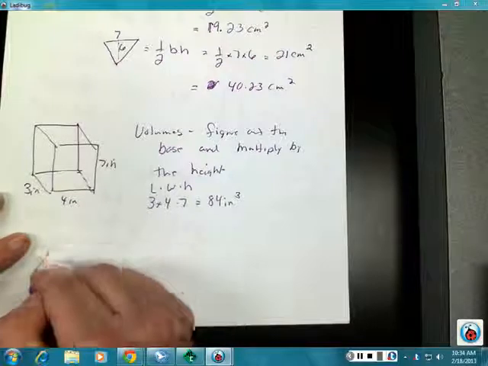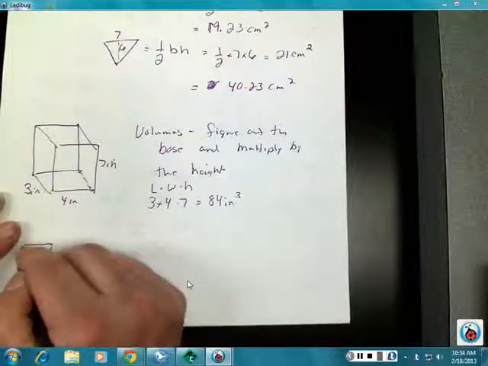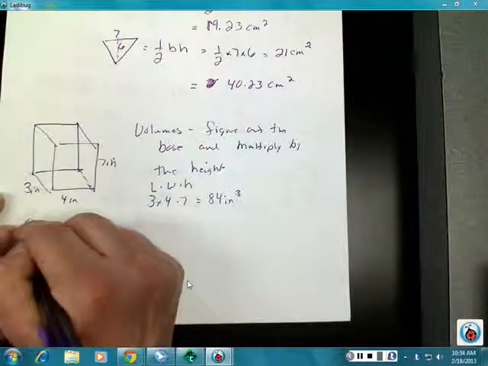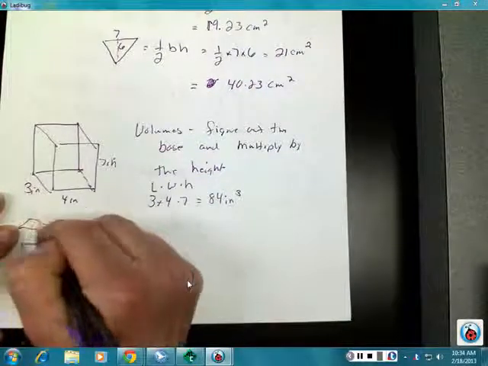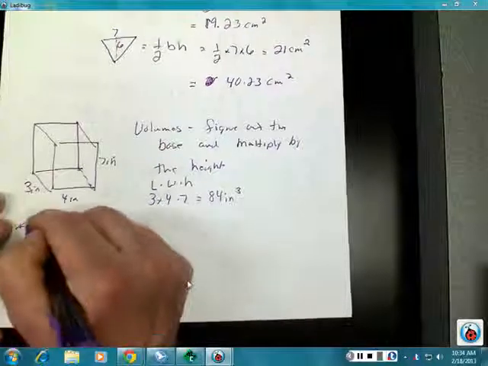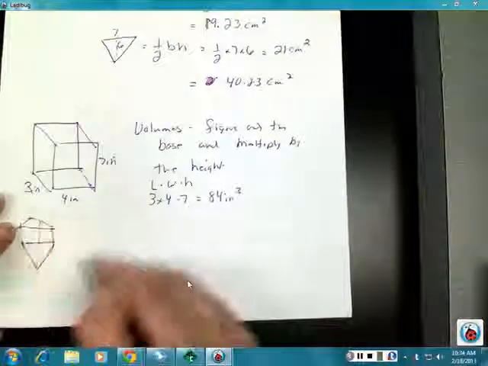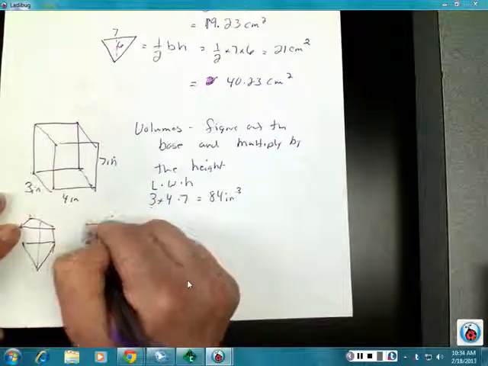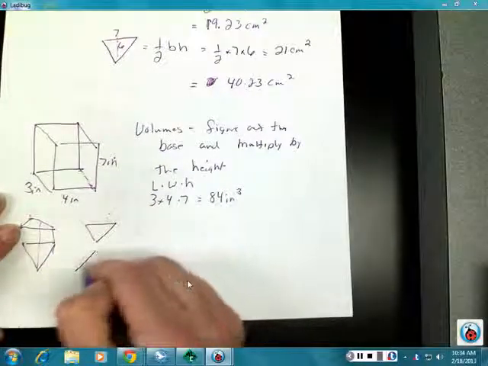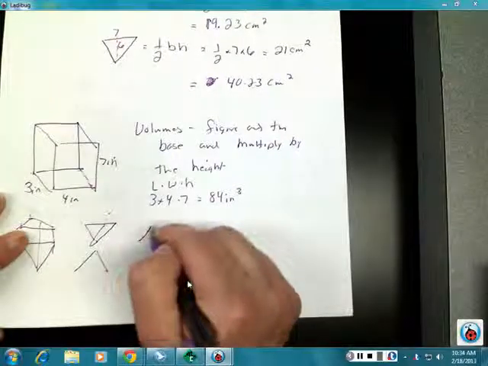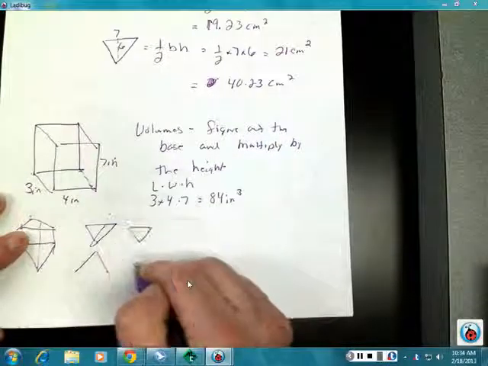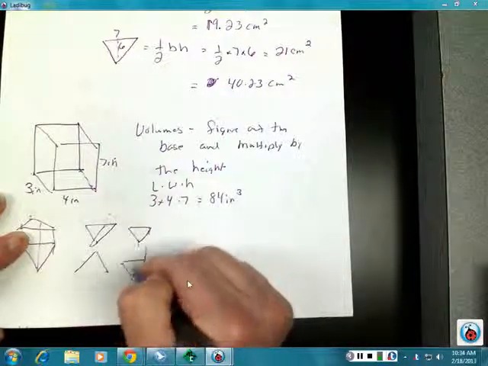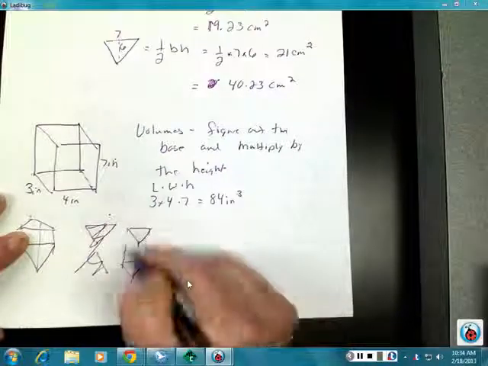Now, if my base would have been a triangle, I don't know if I can draw a triangle one or not in here. I'll try it. Yeah, it doesn't look quite right. I guess my point up here should have been the other way. There you go. There, we got it going right. This takes a little bit to get it going the right way.